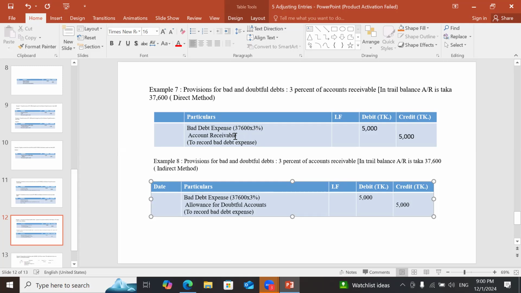Uncertainty. You may get or not get. Uncertain. So any uncertain transaction, you think of it as your loss. Any uncertain losses or uncertain entry you think of as your loss. So bad debt expense debit and this loss from where? Account receivable.